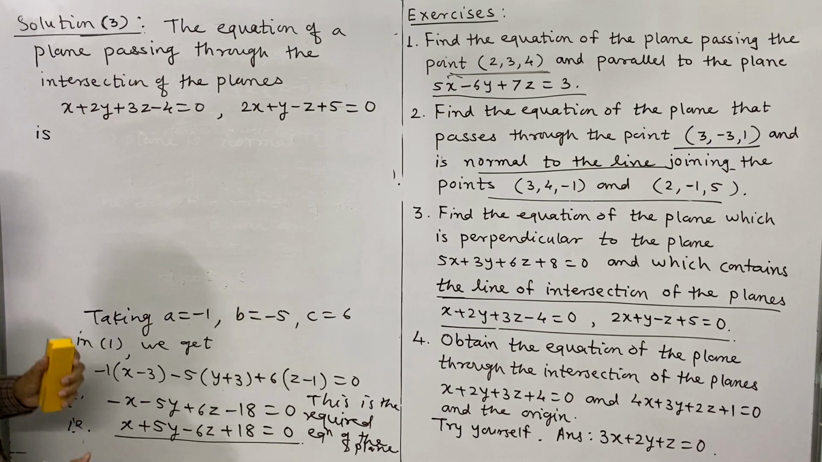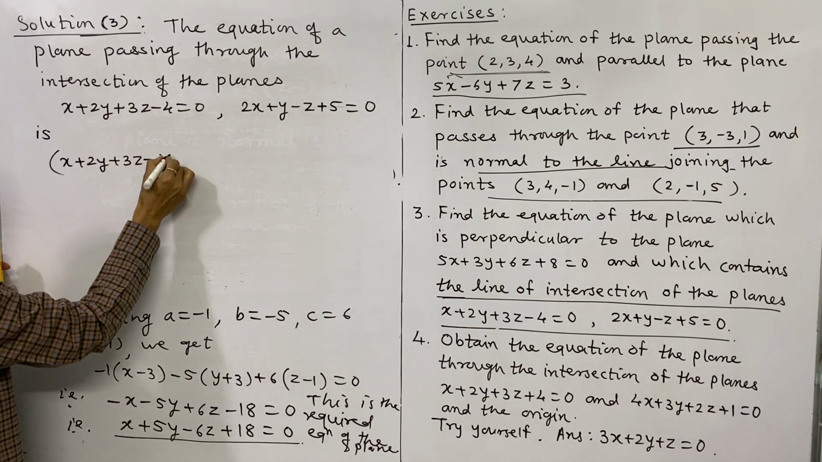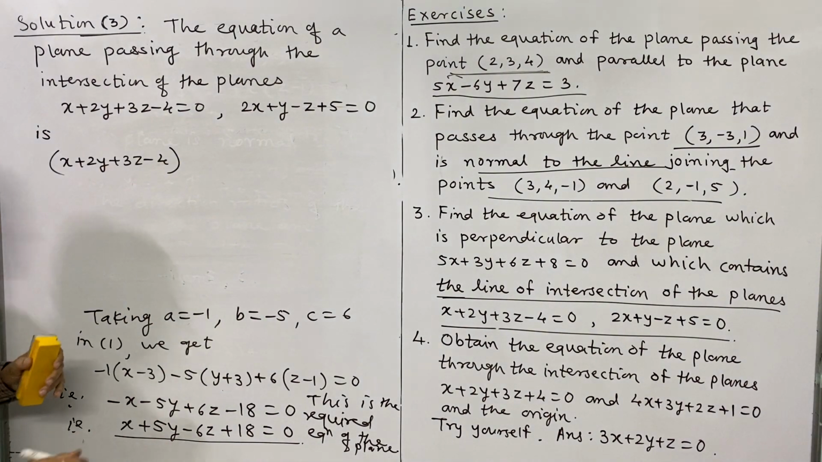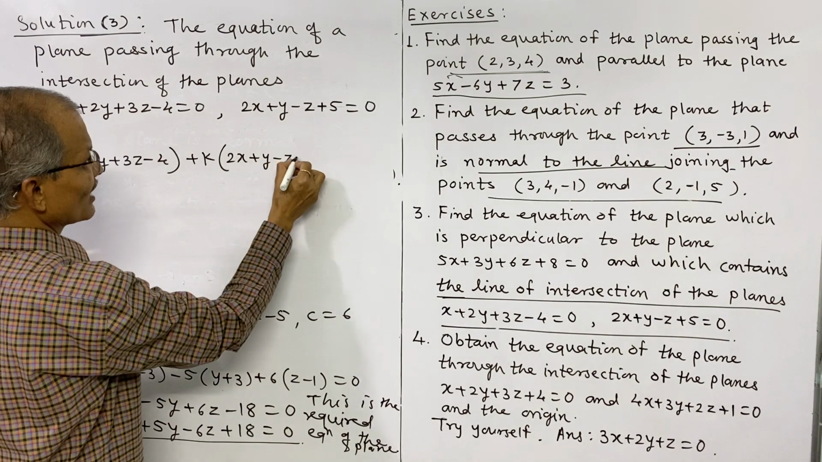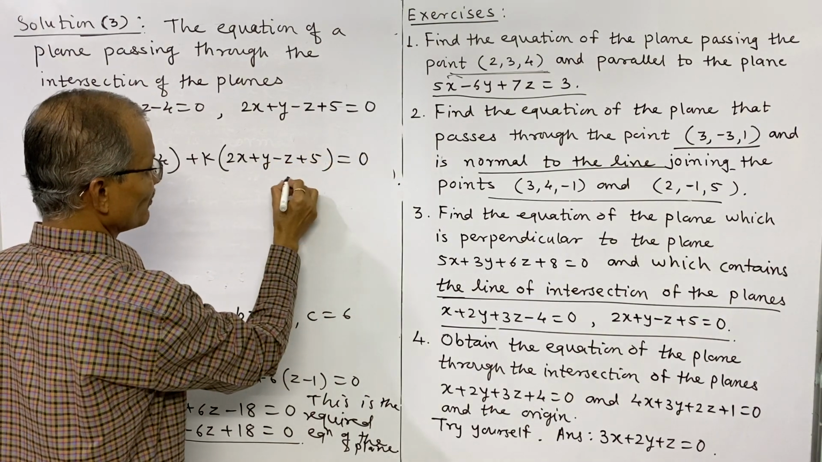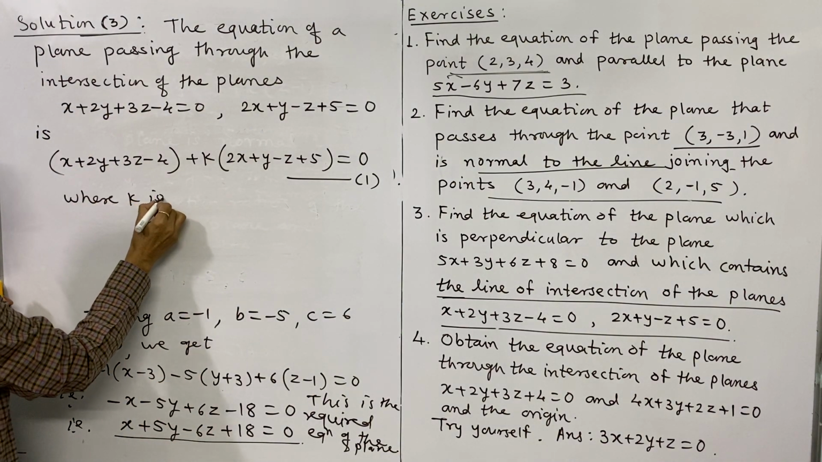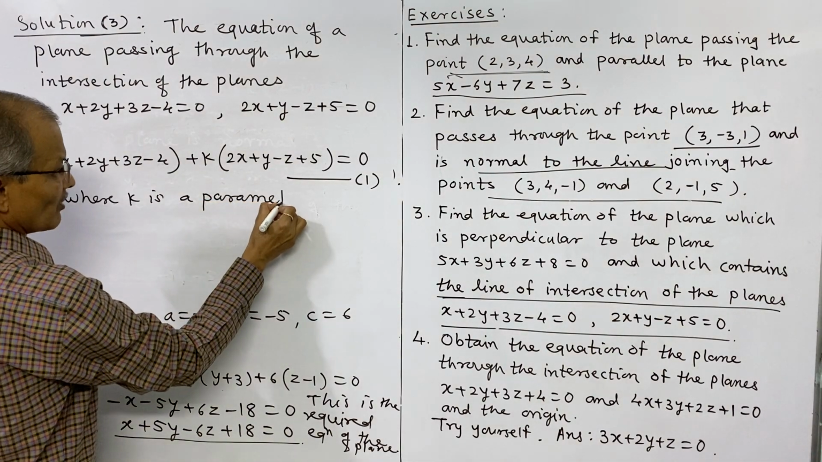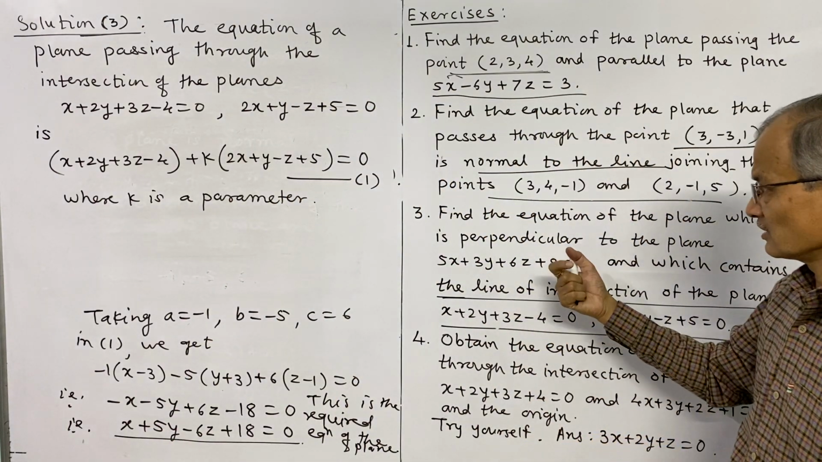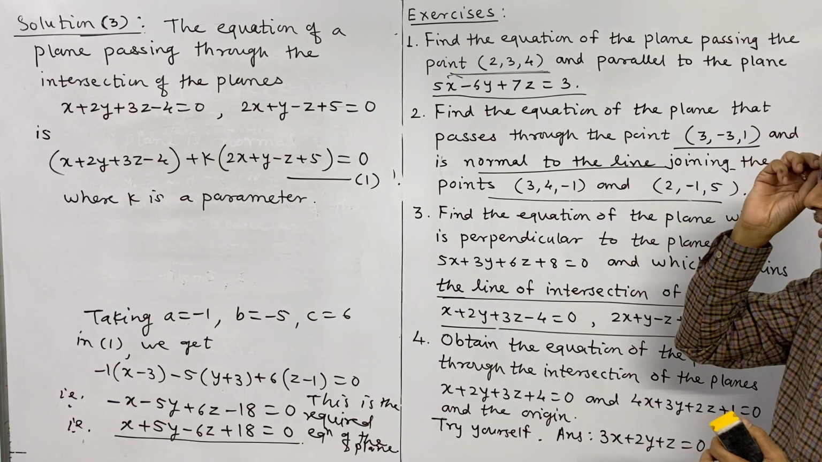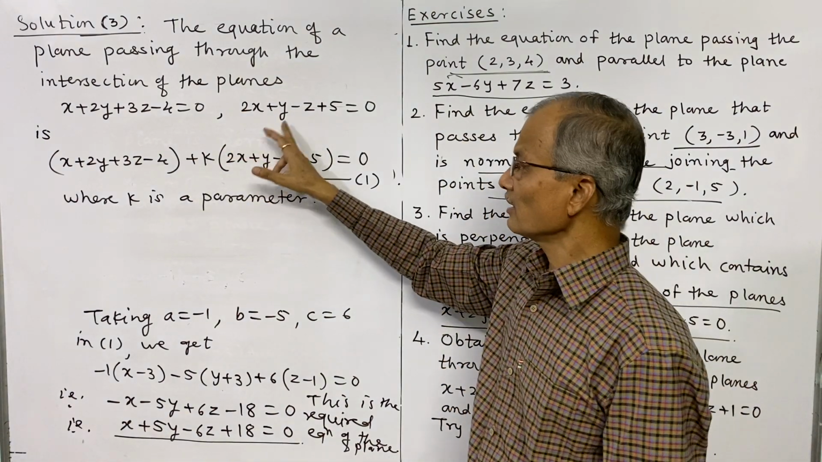This is to be expressed as x plus 2y plus 3z minus 4, the left side of the first equation, plus k times the left side of the second equation, 2x plus y minus z plus 5, is equal to 0. We suppose this as equation 1, where k is a parameter. K is a parameter, to be determined using the next condition. One more condition is given in the problem. We always have to remember to write the equation of a plane passing through the intersection of two given planes like this.